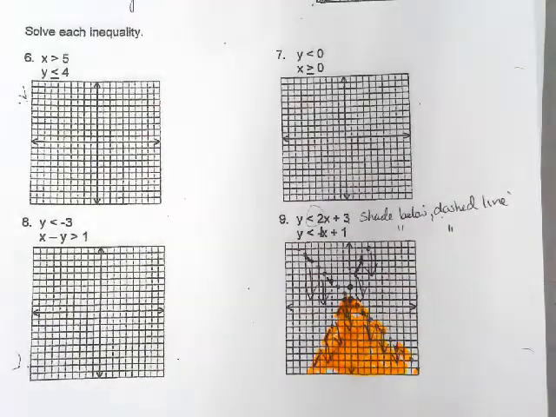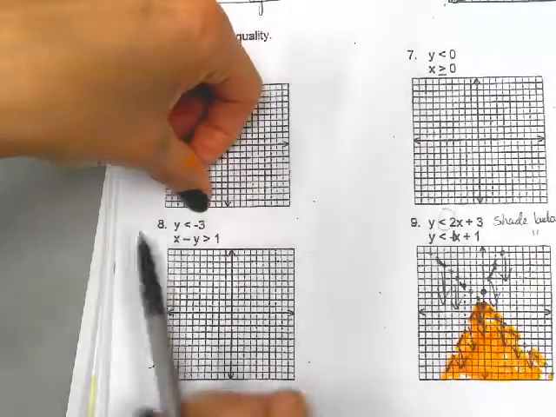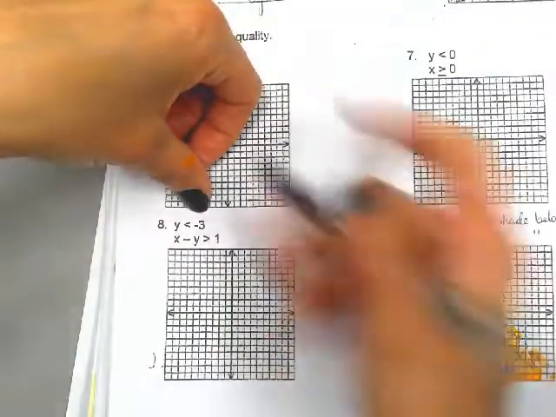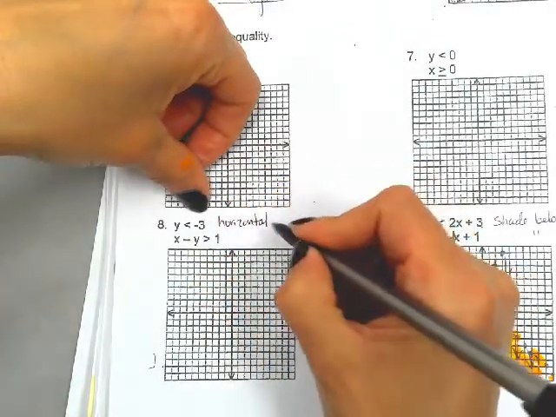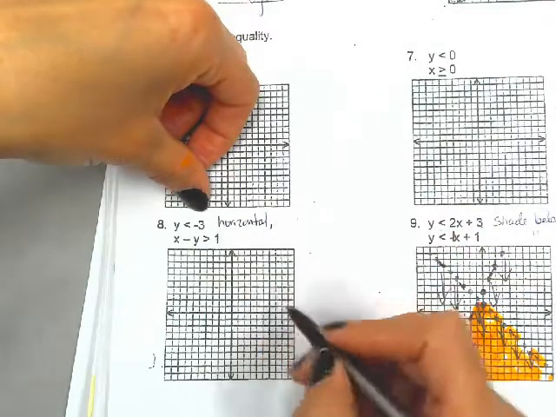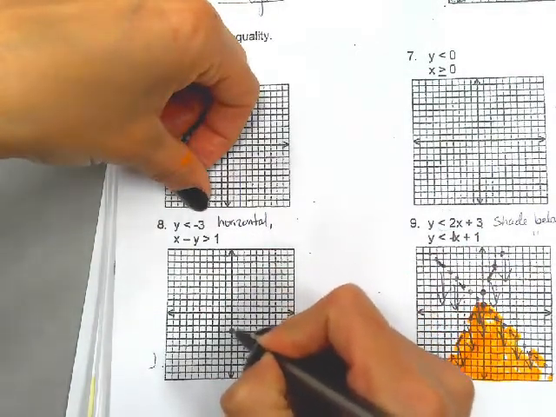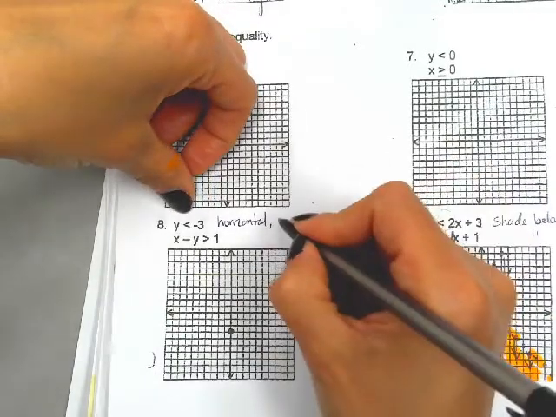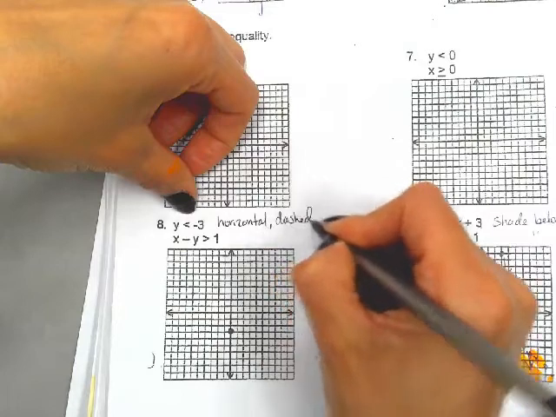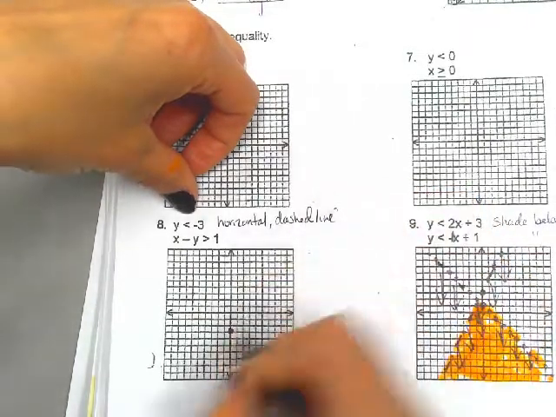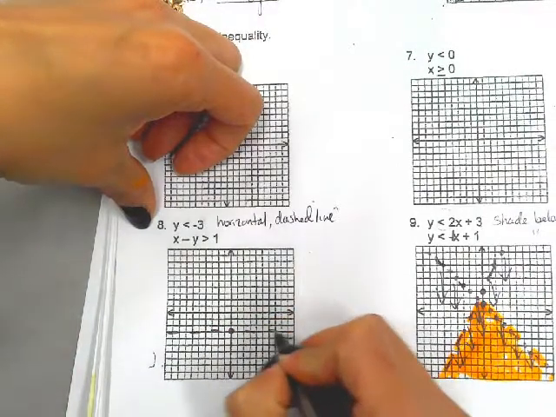Alright, now on this left one, on number 8, the first one, you see it's just y and a number. It's going to be a horizontal line. Okay, it's going to cross at the -3 on the y, so go to the y-axis, at the -3 down here. It is also the less than sign, so we're going to have a dashed line. So go ahead and draw a horizontal dashed line going through here.